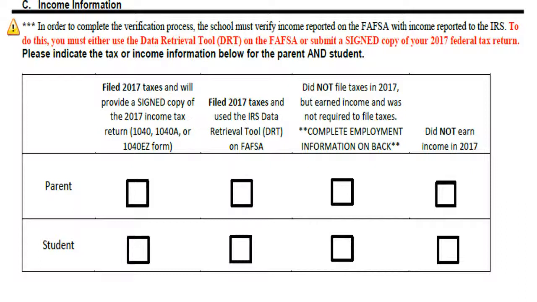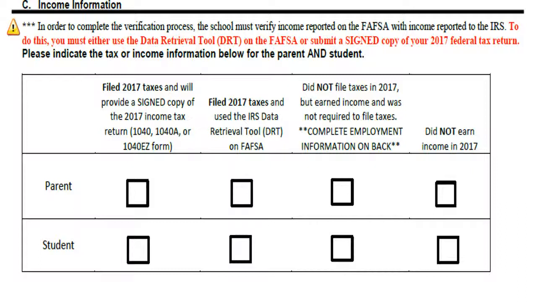So the first option is that you filed 2017 taxes. Be sure to send in a signed copy of your 2017 taxes. Unfortunately, we are not able to accept an unsigned copy. The other option is you can do what's called the data retrieval tool on the FAFSA. You may have already done this when you originally filed the FAFSA. It actually prompts you to do that when you initially file the FAFSA. It asks you to do the data retrieval process. So if you've done that, you can simply check this box for both the student and/or the parent.